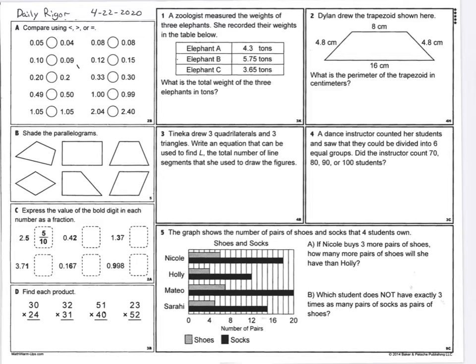Okay, daily rigor today. The date is 4/22/2020. This is the one you should be getting done this week and getting turned in. You are comparing less than, greater than, or equal to. So remember, all you have to do on that is line up your decimals.